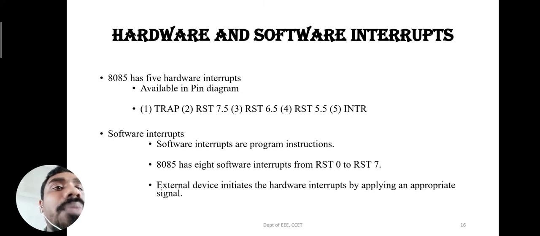Again, software interrupts. Basically, those interrupt signals that are given as program signals are termed as software interrupts. So we have 8 software interrupts in Intel 8085 named the RST N series, and the RST N series ranges from RST 0 to RST 7, that is RST 0, RST 1, RST 2, RST 3, RST 4, RST 5, RST 6 and RST 7. Based on the interrupt signal required, any one of these can be given to the corresponding interrupt.